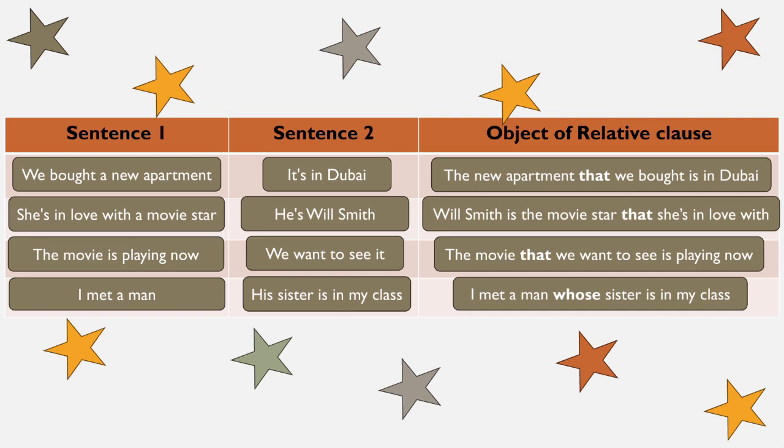Now, the last example. I met a man. His sister is in my class. Right, we want to connect these two ideas about possession. This man's sister. Look at the result: I met a man whose sister is in my class. Excellent, right? Come on, come with me.